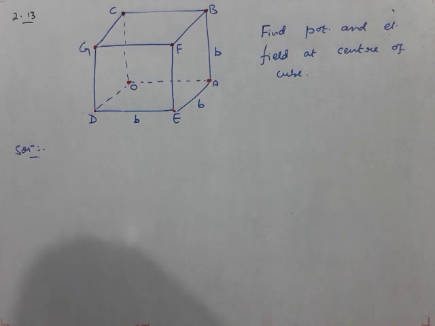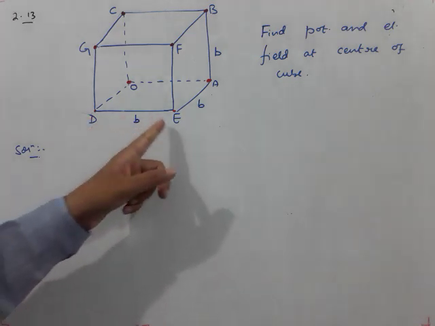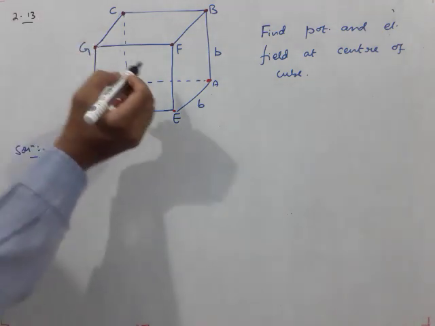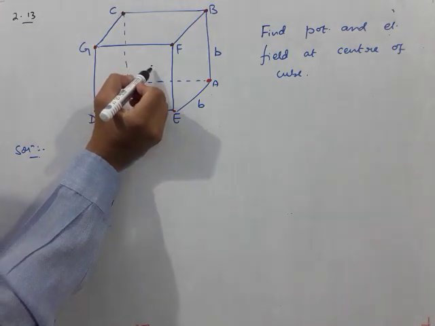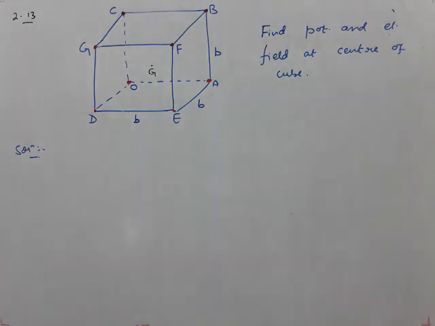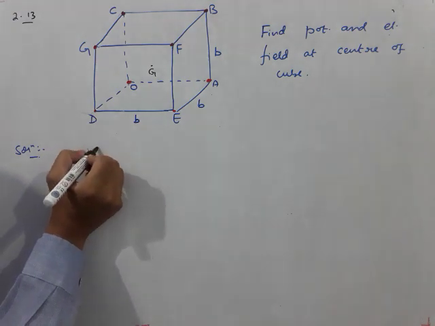2.13, this question reads like this: a cube of side b has charge small q at each of its vertices. So at all the 8 vertices it has a charge small q. Find the potential and electric field due to this charge array at the center of the cube. So suppose center of the cube is somewhere over here, that I call as G. So at the center G, we have to find potential and electric field. First we will find potential at the center, that is at point G.